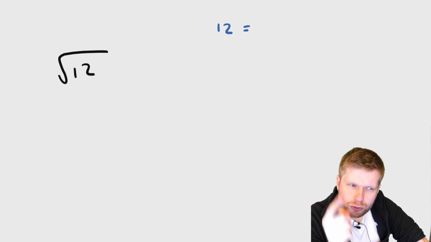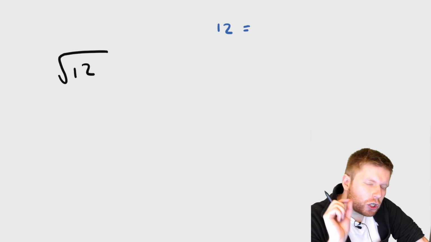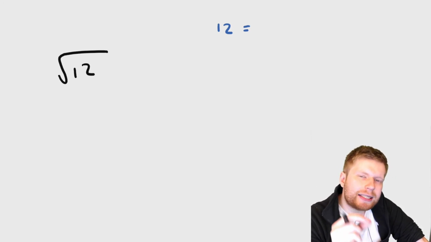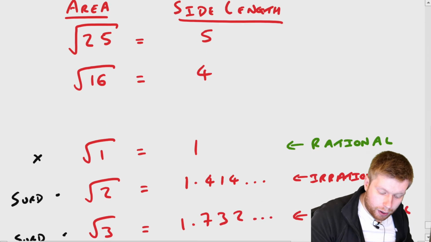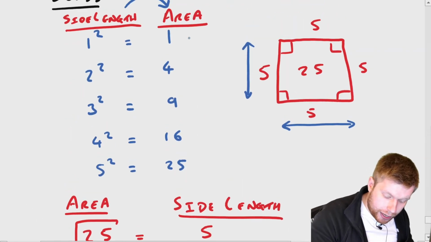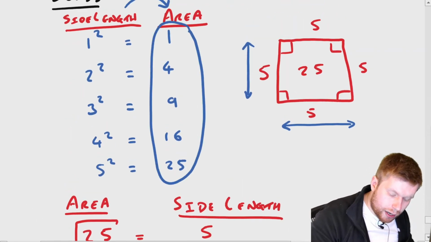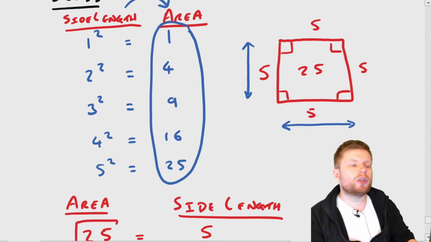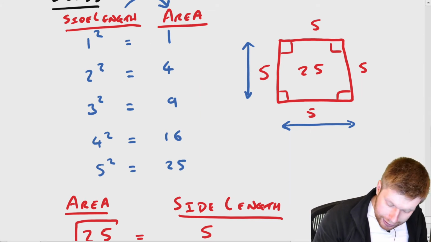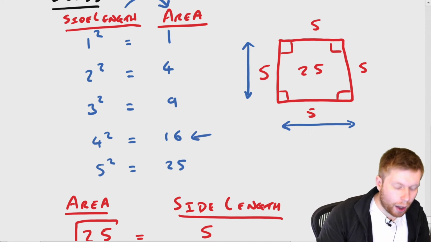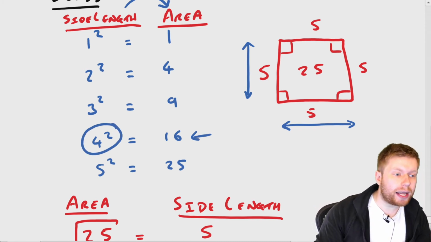Let me say that again, because this is really important. I'm looking for two numbers that multiply together to make 12, but one of the numbers has to be a square number. What do I mean by a square number? Well, it's quite literally what we're looking at over here. These are all square numbers because they're numbers which are the result of numbers being squared. So for example, 16 would be a square number because it's the result of a 4 being squared.